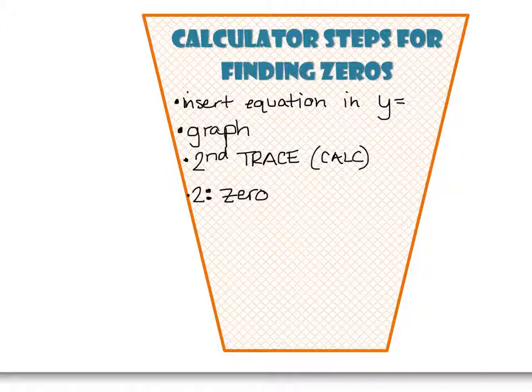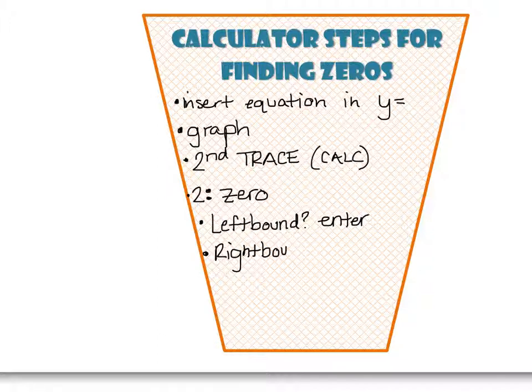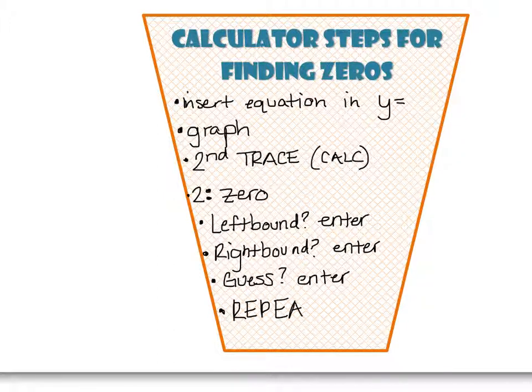Oh, I need a dot there. Next, it's going to ask you for a left bound. You'll find that. I'll show you how. And then you press enter. Then it asks you for a right bound. I'll show you how to do that. And then you press enter again. It'll say guess. You don't have to do anything on that one. You just press enter. And then it'll give you an answer and you have to repeat because we actually have to do it more than once. I'll show you all of this.